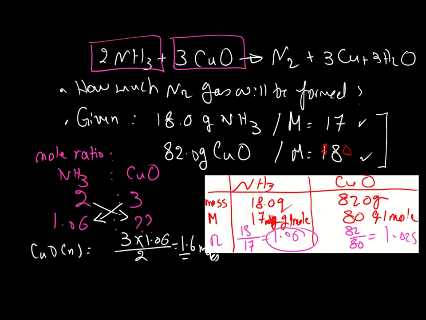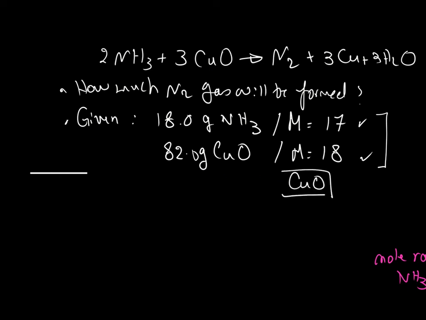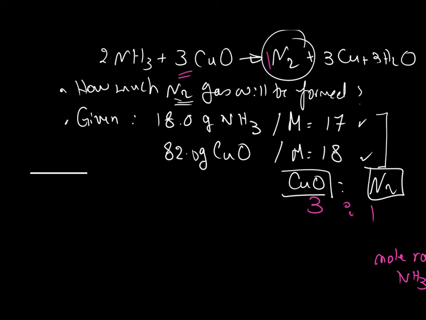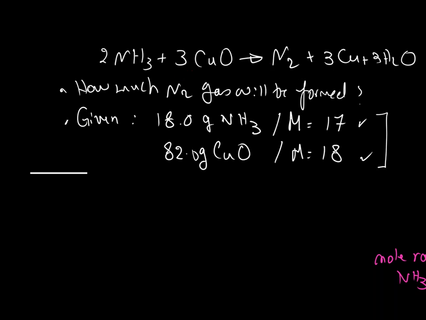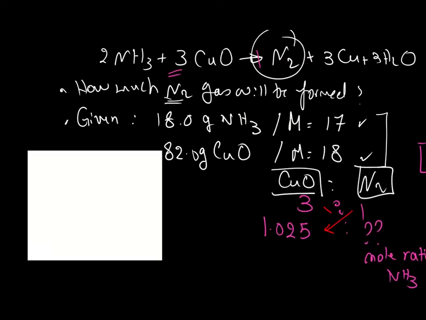Work out the mole ratio again. But here you will work out the mole ratio between copper oxide, which is our limiting reactant, and the nitrogen gas. The mole ratio here is 3 to 1. But what we have from copper oxide is 1.025. So how much nitrogen do you expect to get? Yes, you will work out cross multiplication. So the moles of nitrogen produced will be 1 into 1.025 over 3, 0.34 moles.